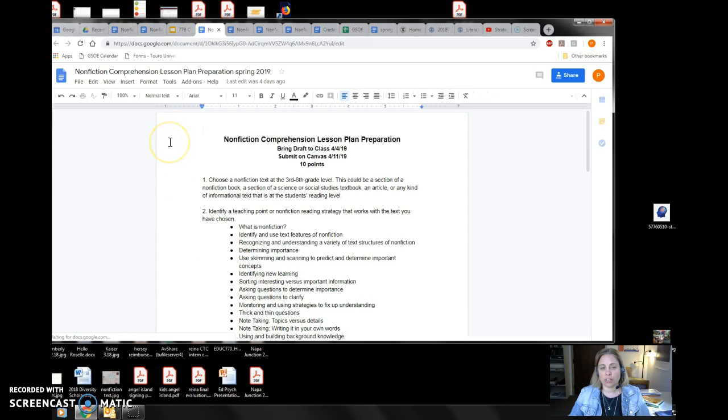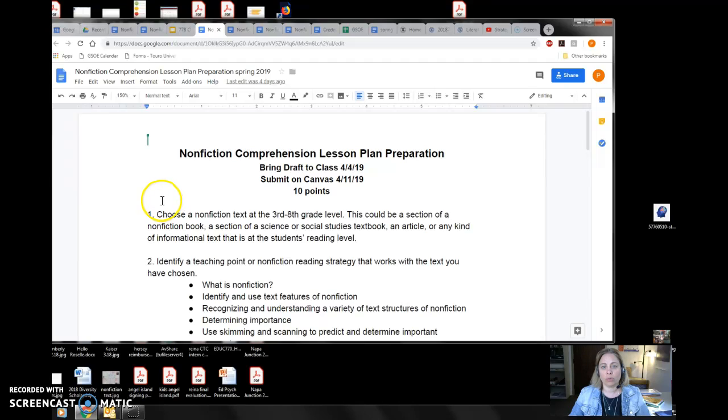Remember, for the nonfiction comprehension lesson, you are going to be taking students through a specific nonfiction reading strategy and having a clear teaching point about that skill or strategy. So you're going to choose a nonfiction text at the 3rd or 8th grade level. Could be a section of a book, could be a section of a textbook, could be an article that you find online, could be any kind of informational text that is at or near the grade level of your student's reading level.